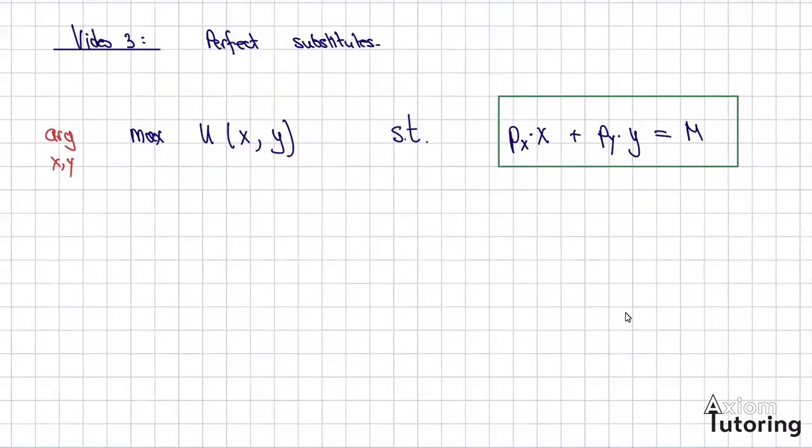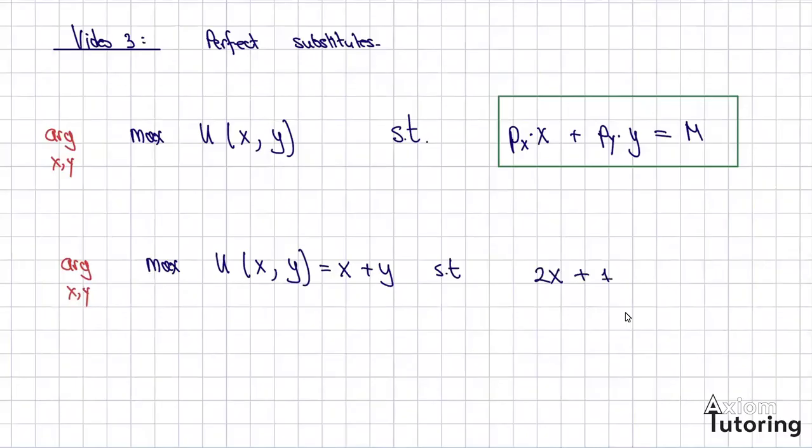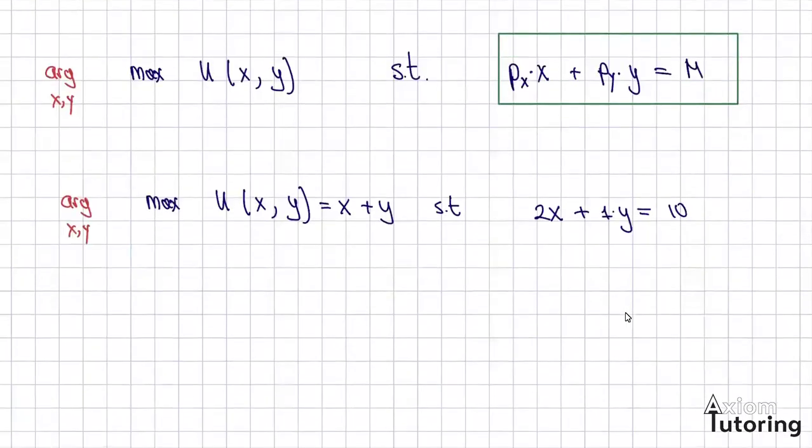So we're going to replace this with the simplest form, which is x plus y. And we're going to make our life very easy. Let's say the price of x is 2 and the price of y is 1 and my income is 10. So I'd like to solve this particular problem here.